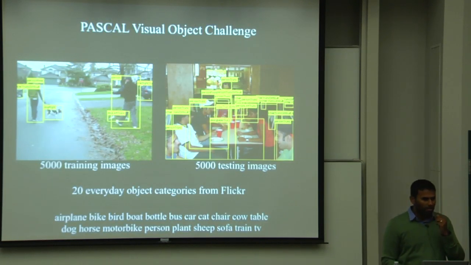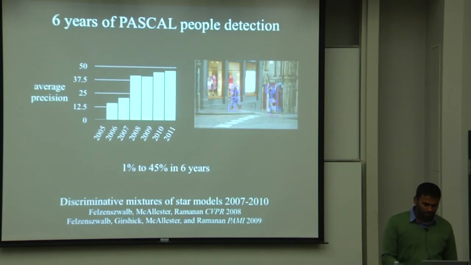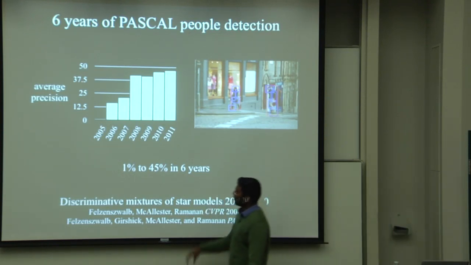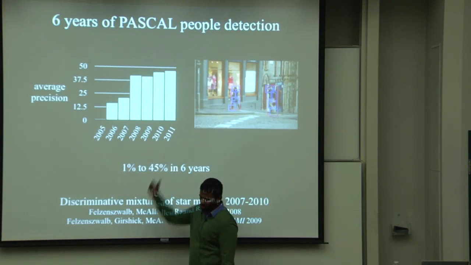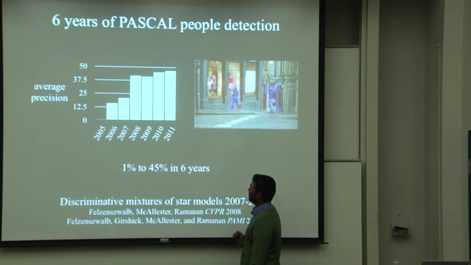Okay, and so maybe I'm preaching to the choir here, but the Pascal object challenge is the de facto place that we look to evaluate object recognition or object detection approaches, using, let's say, 20 everyday object categories on real images from Flickr. And just to take a synopsis of where things are, the first year that this was run, performance of the best performing algorithm was around 1%. And then, in the past 6 years, we've raised this to 45%.